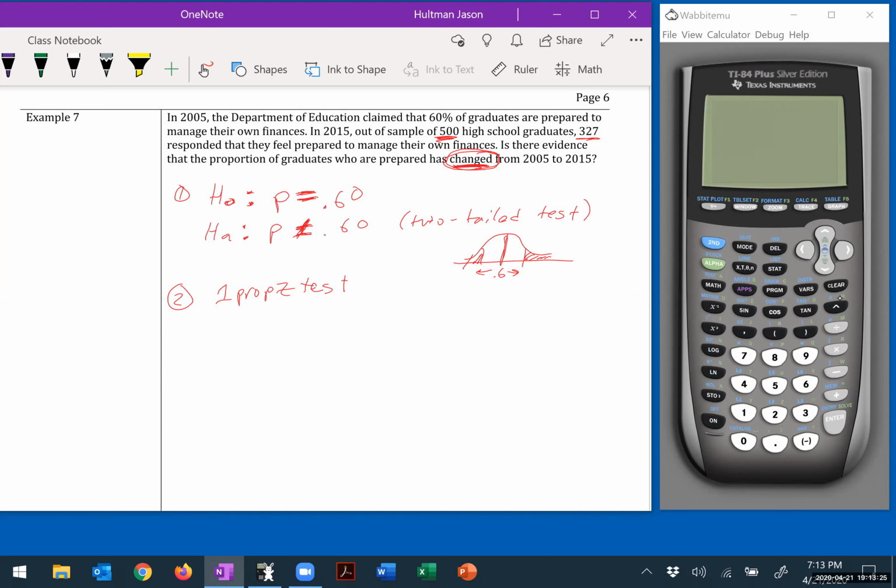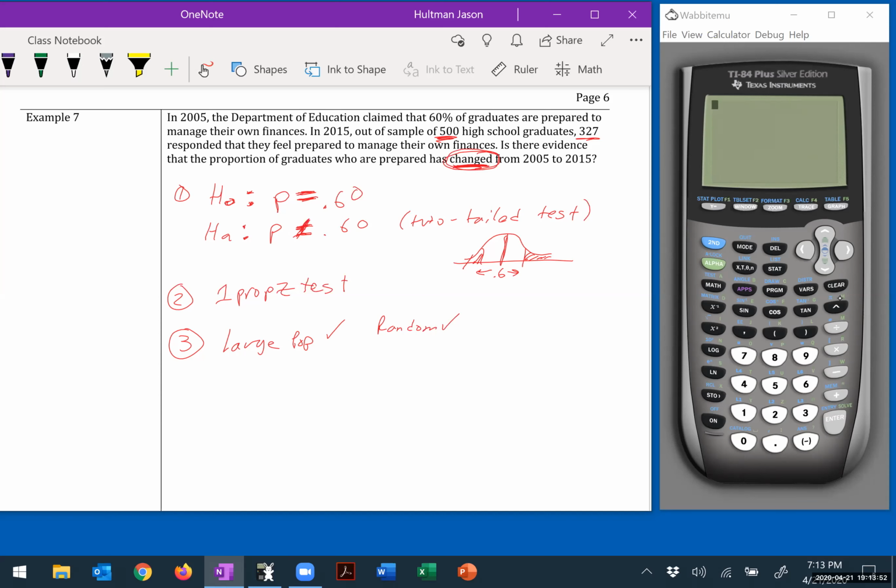Number 3, can we even run the test? Is it a large population? Large population, sure. Is it a random sample? The Department of Education, yeah, I would say that's a large population. Are they randomly assigned? Sure. We're going to assume random.